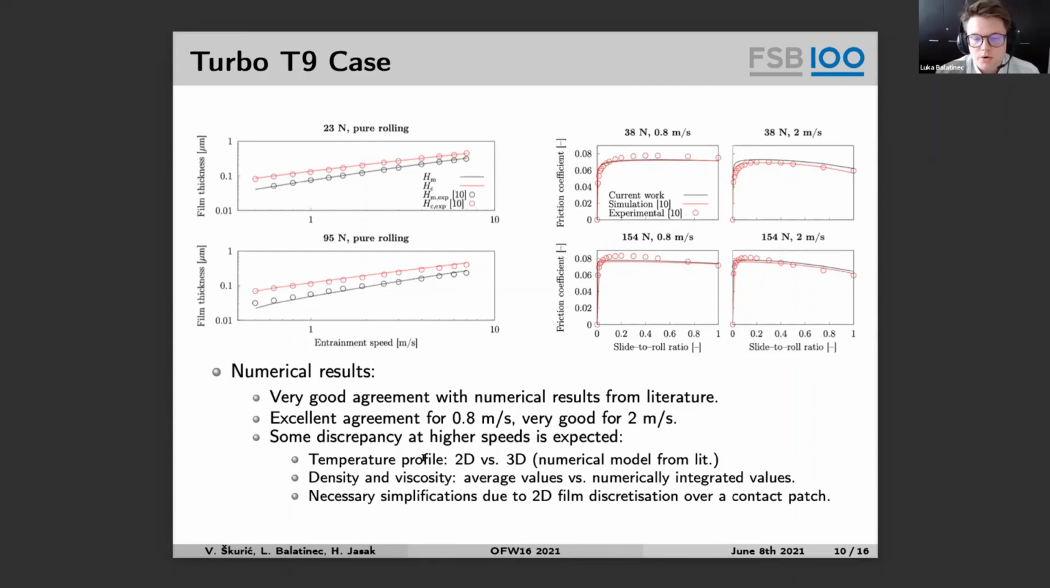Those are the temperature profile, where we use a two-dimensional temperature profile, while the numerical data from the literature use a three-dimensional temperature profile. And we also used average values of the density and viscosity, while the values used in the numerical model from the literature were numerically integrated. Those are necessary simplifications that we had to use due to our two-dimensional film discretization over a contact patch.